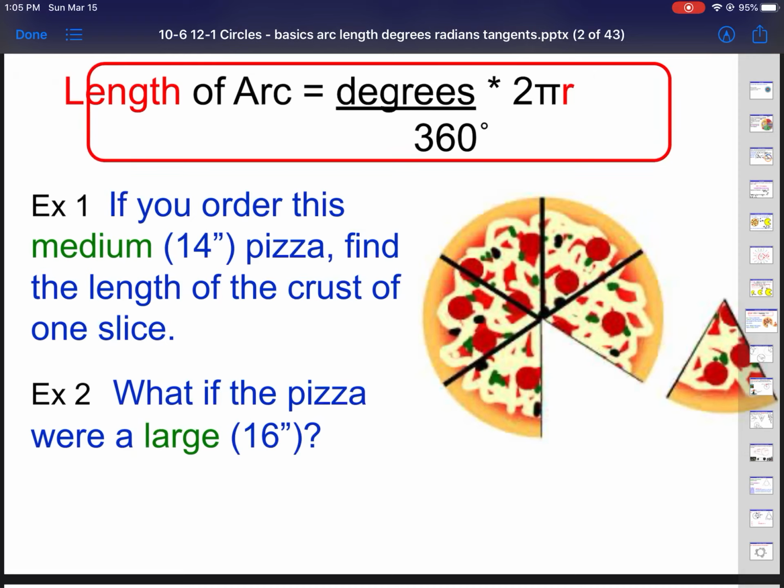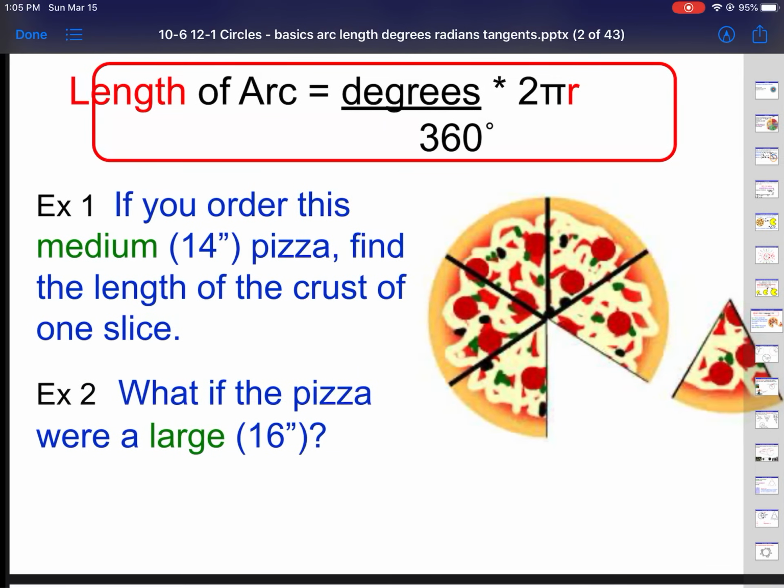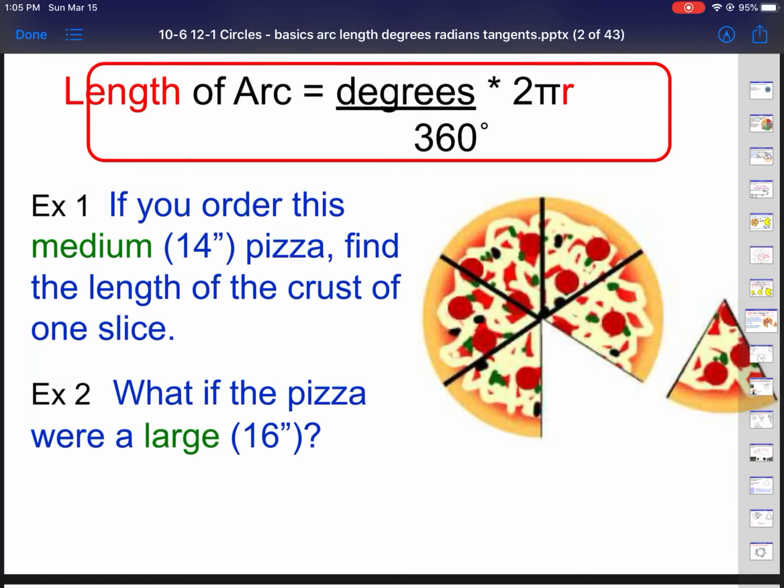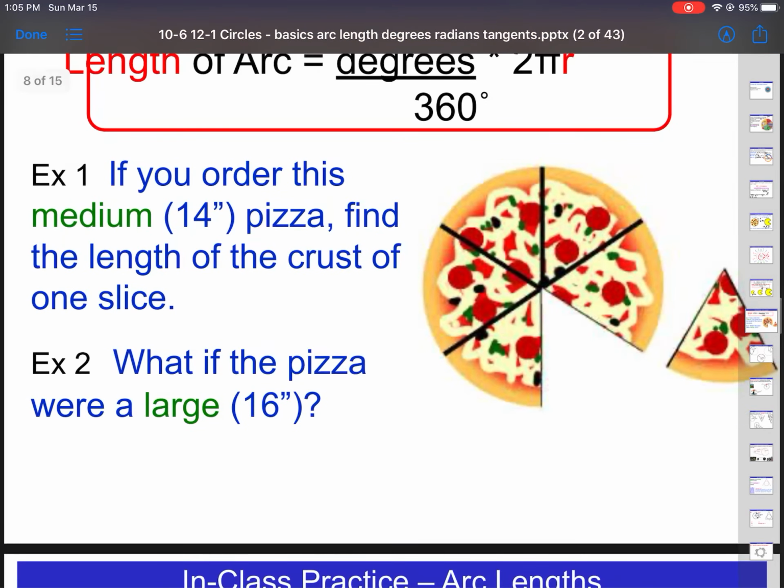All right, so you order a medium pizza. You want to find the length of the crust of one slice. So we need to figure out what percentage that is. So there are 6 slices. So we can divide that by 360 divided by 6. And we'll just do the first example together.